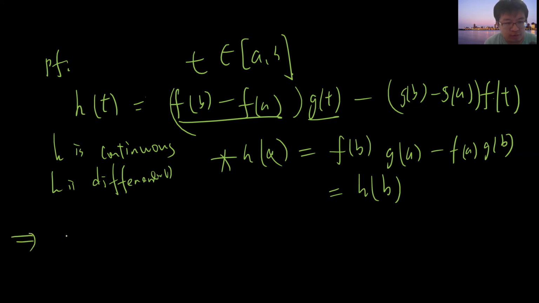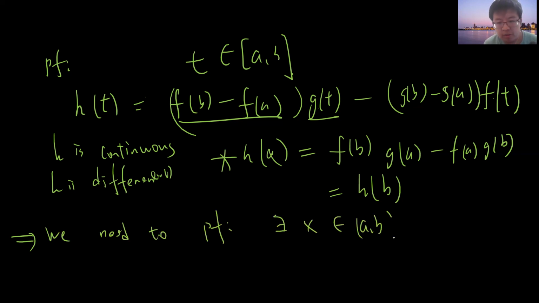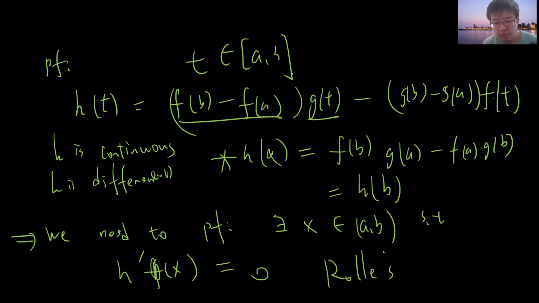So the final thing that we need to prove is that there exists x belonging to the open interval such that h prime of x is 0. And this is the famous Rolle's theorem. It's very easy, so let's quickly prove Rolle's theorem.